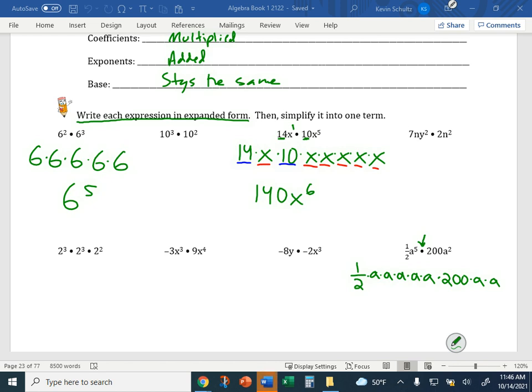So I look at my rule and I say, okay, coefficients are multiplied. What are my coefficients here? I've got a coefficient of 1/2 and a coefficient of 200. What's half times 200? Or, because our brains can, half of 200. Jacob? 100. So that's going to be my coefficient in my answer. And then expanded form allows me just to count all these a's up, but I can also use our rule to add the powers. 5 plus 2, that's going to be a to the 7th. So 100 a to the 7th is my answer.